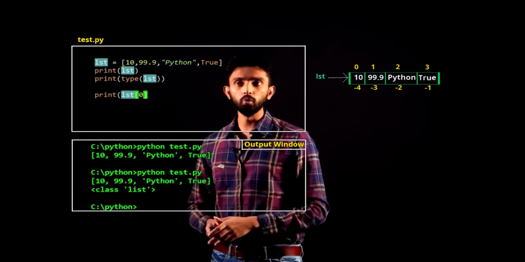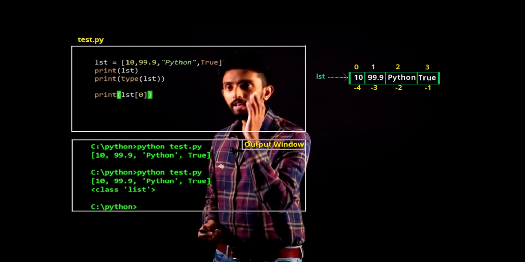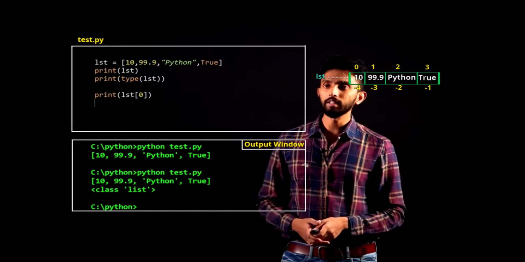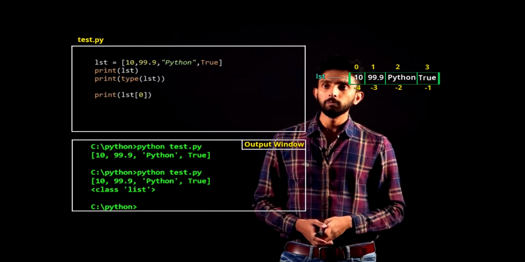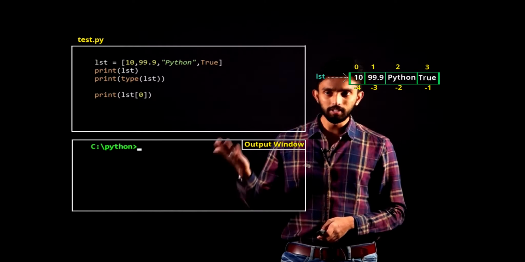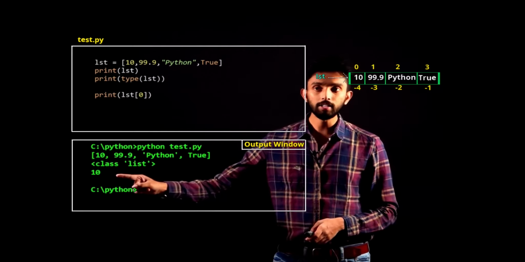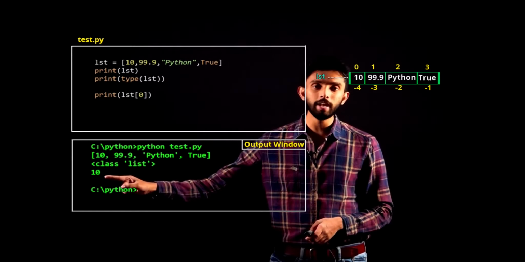If in case I do this, my friends, and if in case I re-execute my program, I want you to observe like this. If I just clear the screen, because there are a lot of things, and if I re-execute, press enter, then you have got access to a single element, which is 10.